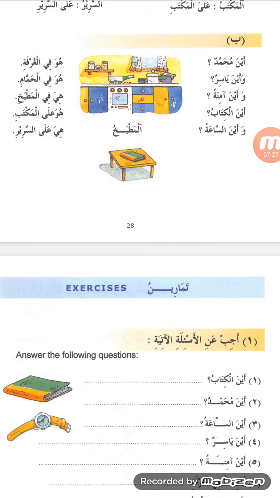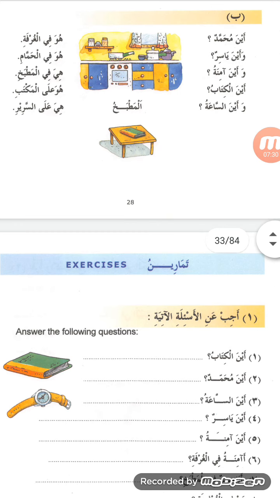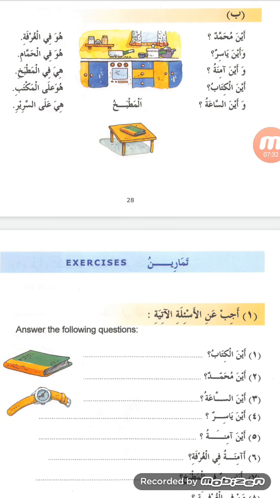So second line, wa aina Yasir, and where is Yasir? Aina means where. Huwa, he is. Fil hammami, in the bathroom. Huwa fil hammami, he is in the bathroom. Wa aina Amina, and where is Amina? Hiya fil matbakhi, she is in the kitchen.